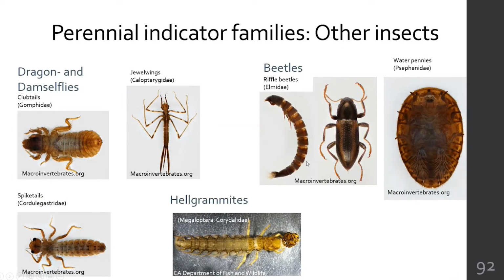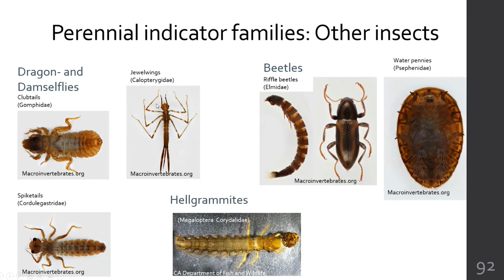There are a number of other insect groups that contain perennial indicator families. We have 2 families of dragonflies and 1 family of damselflies. For these, you have to look at the shape of the mouth parts, whether they cover the face, whether they have jaws that extend from the face, and if they're held in front of the face versus under the head, and also the shape of the antennae.